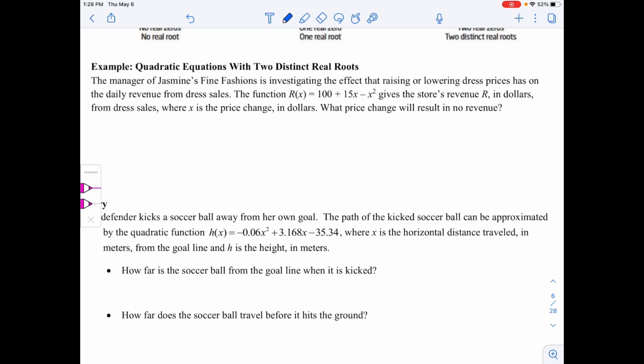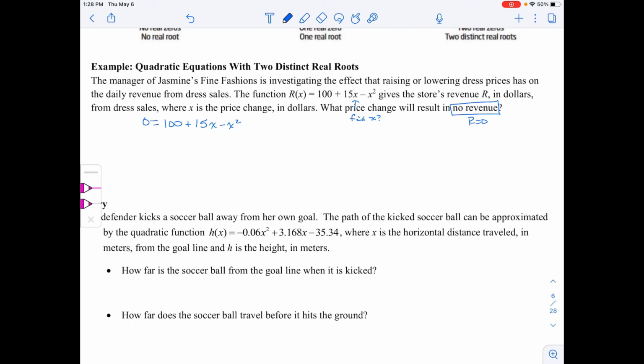So if we look at the price change here, price change being x, we're looking to solve for x. We want to find x where we would have no revenue. So therefore our revenue would equal 0. What we're basically being asked to do here is to find and solve a quadratic function where y or r is 0, which is now a quadratic equation.